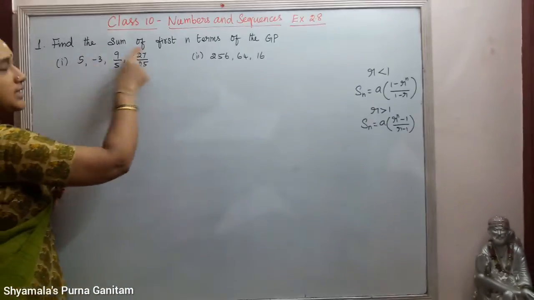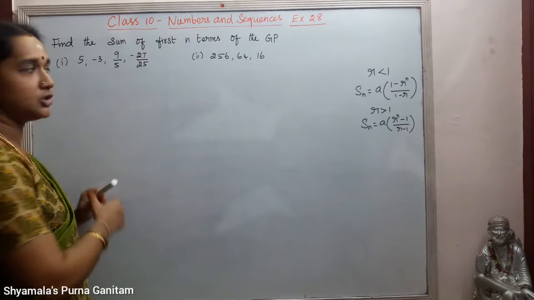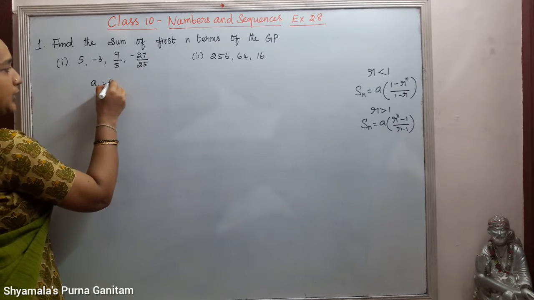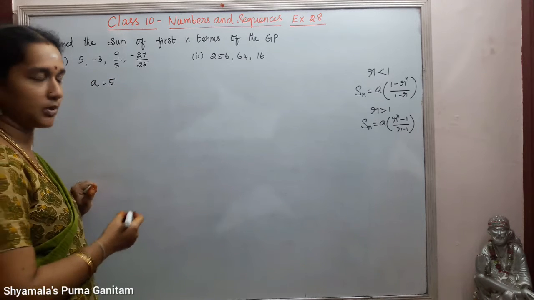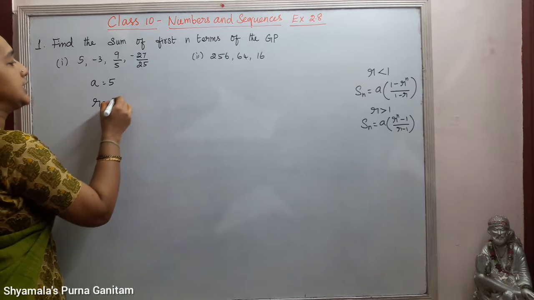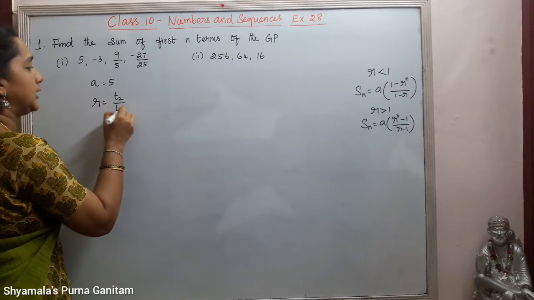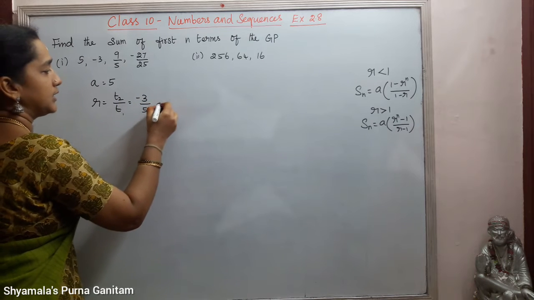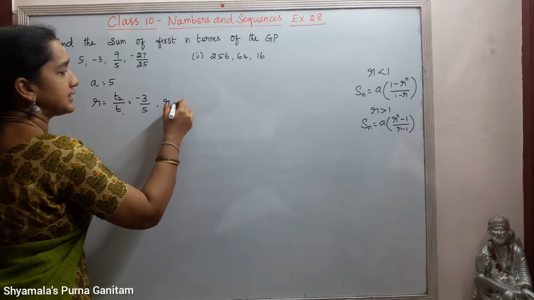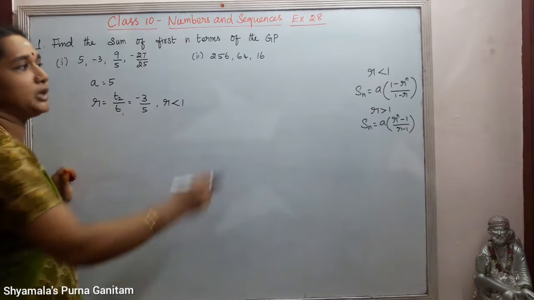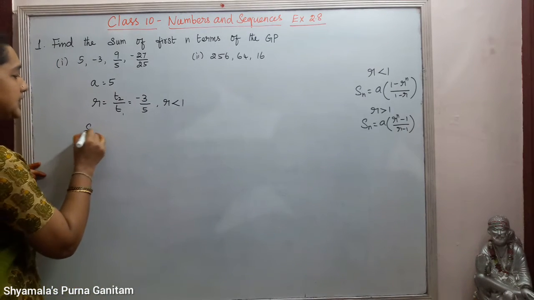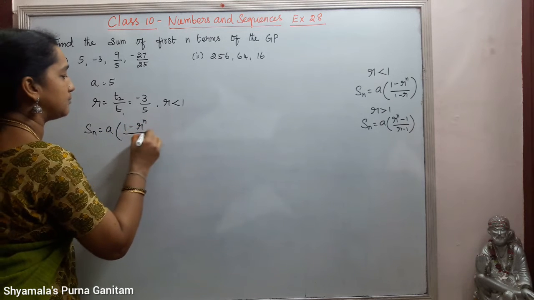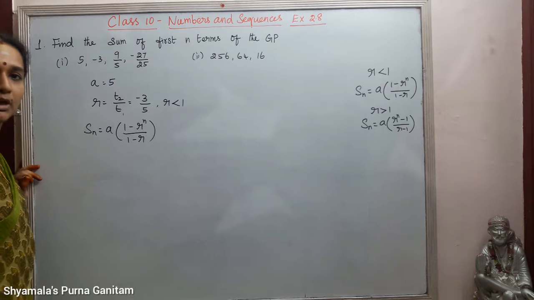So the first one is: find the sum of the first n terms of the GP. Here a is equal to 5, a is the first term. And the ratio is T2 by T1. The second term here is minus 3 by the first term 5. So here we are getting r as less than 1, so we will be using the first formula, Sn is equal to a into (1 minus r power n) by (1 minus r). So this formula we will use.